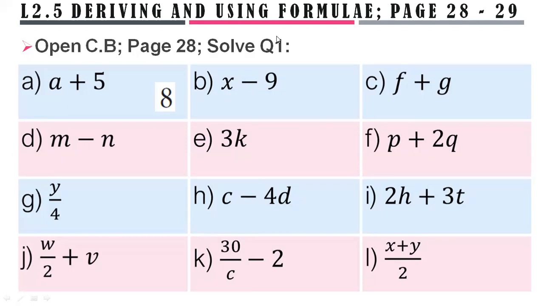F plus G when F equals 7 and G equals 4. So we have 7 plus 4 equals 11. Yes, thank you.